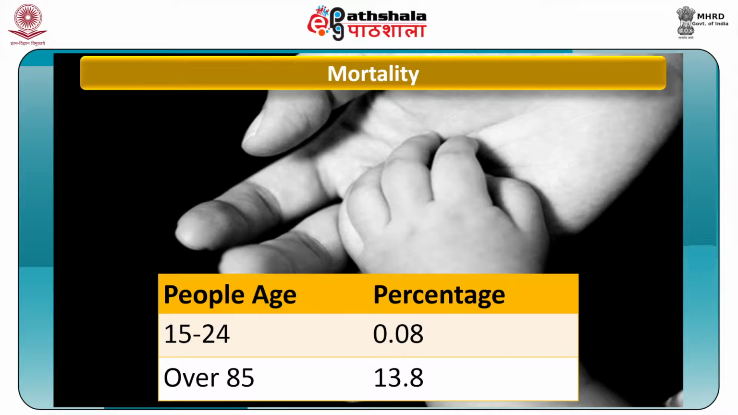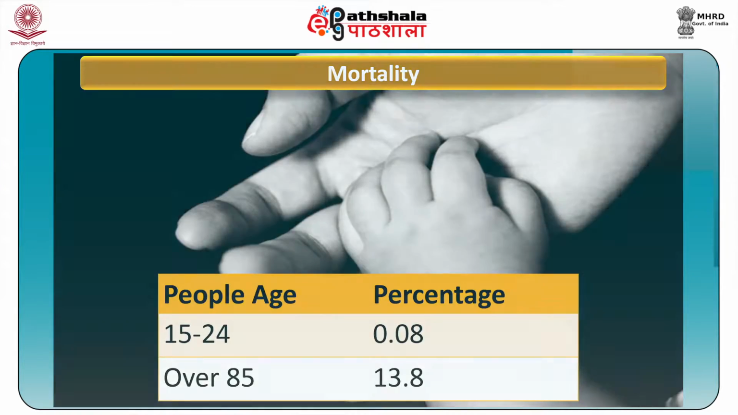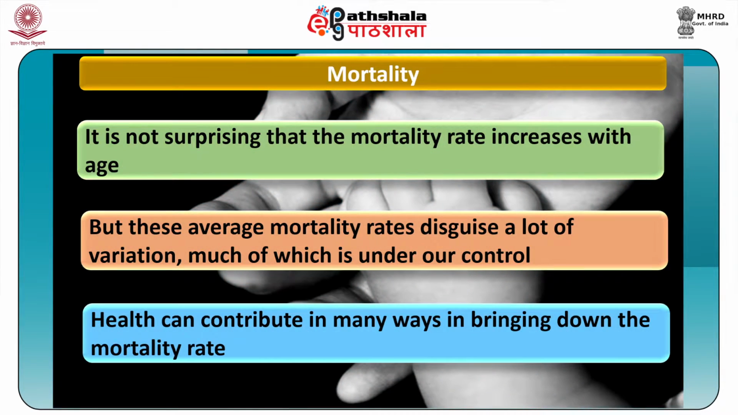In other words, the typical young person has about a 1 in 10,000 chance of dying in a given year, whereas the typical old person has more than a 1 in 10 chance of dying. It is not surprising that the mortality rate increases with age. That is, young people have a lower probability of dying than older people, taking infants as an exception. But these average mortality rates disguise a lot of variation, much of which is under our control.